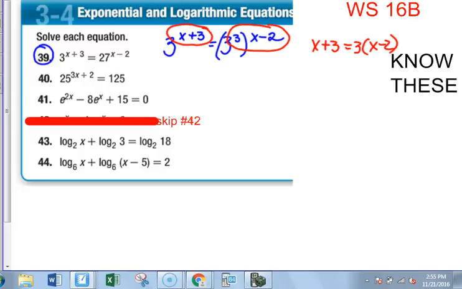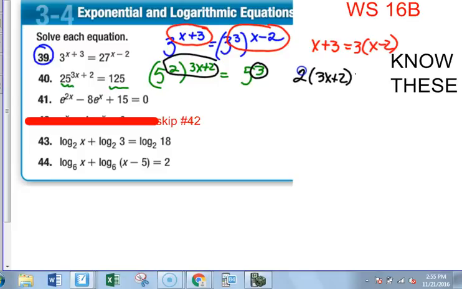Excuse me. Thank you. All right. Similar question here. Both of these could be rewritten as what? 5. So this one is 5 squared to the 3x plus 2 equals 5 to the third. So we would be multiplying there and setting it equal to 3. So 2 times 3x plus 2 equals 3. Be okay there? All right.